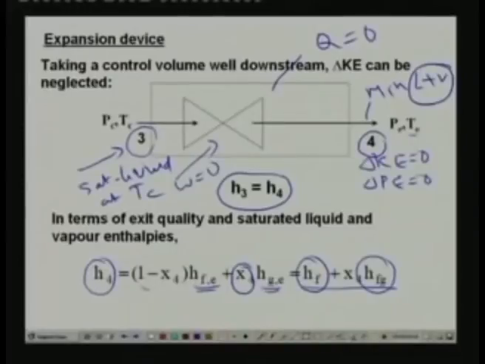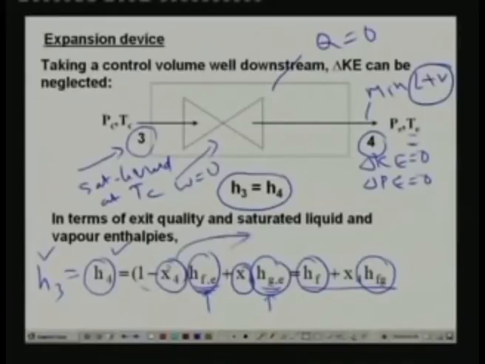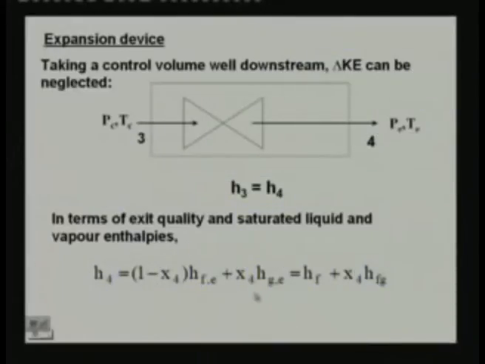Okay, and H4 is equal to H3, right? So H3 is known because this is nothing but the saturated liquid enthalpy. So H4 is also known because H3 is equal to H4, and HFE and HGE are nothing but saturated liquid and vapor enthalpies at evaporator temperature, so they can be obtained from the properties. So using this expression we can find out the quality of the refrigerant at the exit of the expansion device. That is the use of this equation.